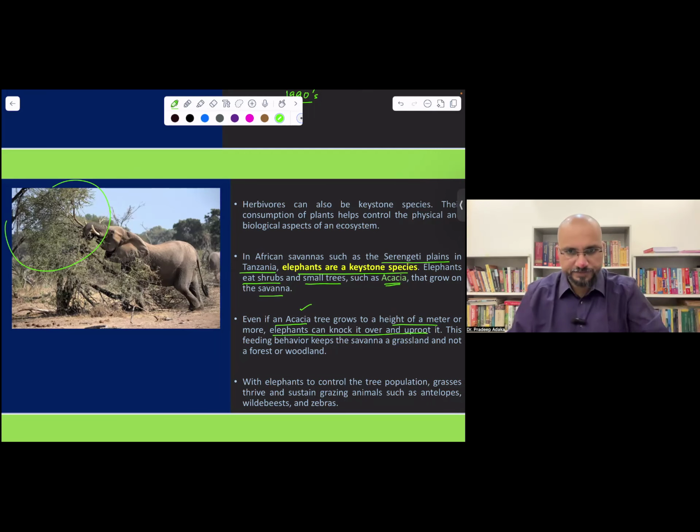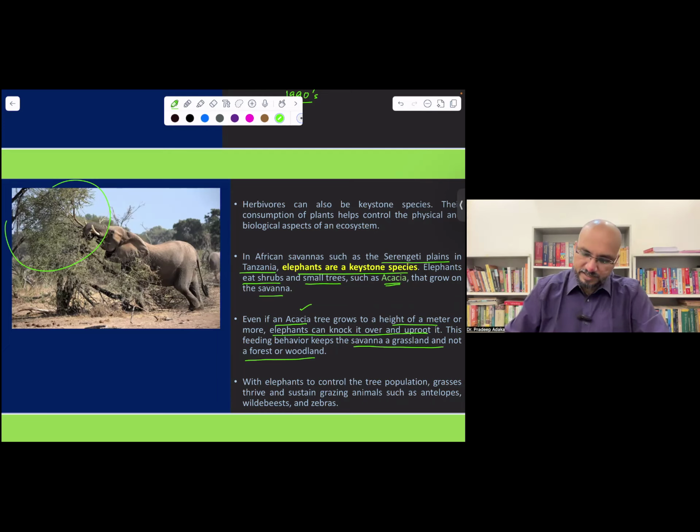Elephants also feed on it, they also eat it. This feeding behavior keeps the savanna a grassland and not a forest or woodland. So it will keep the savanna being a grassland. If these trees start to grow in size, it will slowly become a woodland forest.